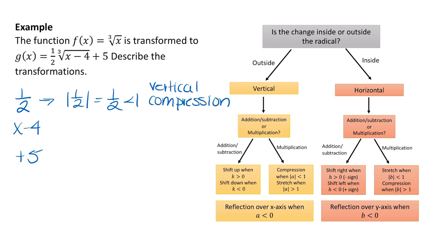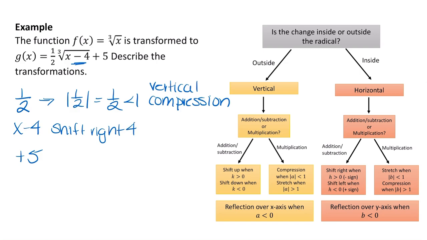Okay, so now we have an x minus 4, right? So that minus 4 is on the inside of the radical. Okay, so inside means horizontal. It's being added or subtracted. So when I see that minus sign, it's telling me it's actually shifting to the right. So this is going to be a shift right 4.